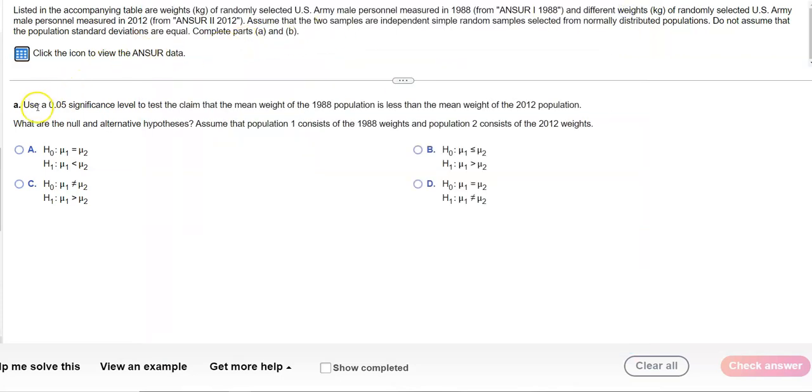So what we're going to do in part A is use a 0.05 significance level to test the claim that the mean weight of the 1988 population is less than the mean weight of the 2012 population. What are the null and alternative hypotheses? Assume that population 1 consists of the 1988 weights and population 2 consists of the 2012 weights. Okay, so we need to figure out what the claim is. So they said right here, test the claim that the mean weight of the 1988 population is less than the mean weight of the 2012 population. And they told us right here, population 1 is the 1988 group and population 2 is the 2012 group.